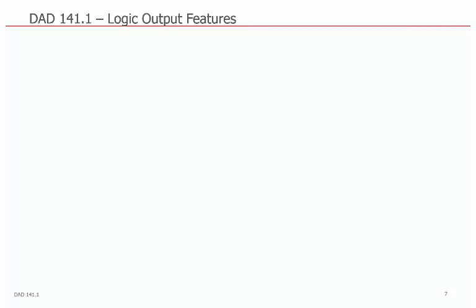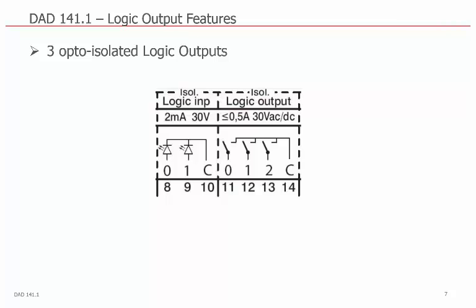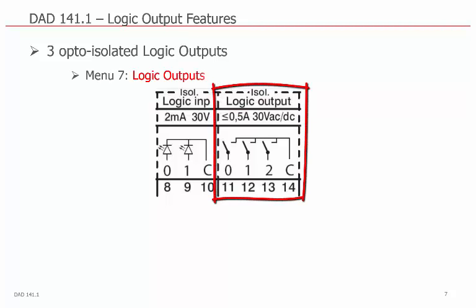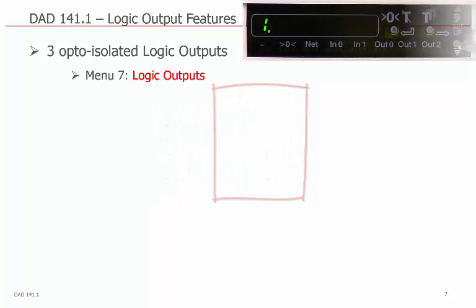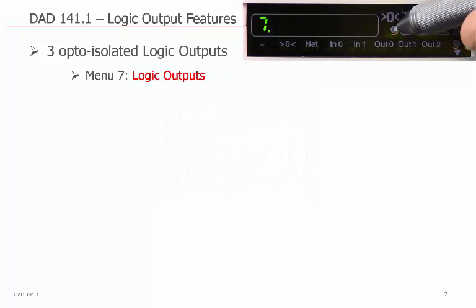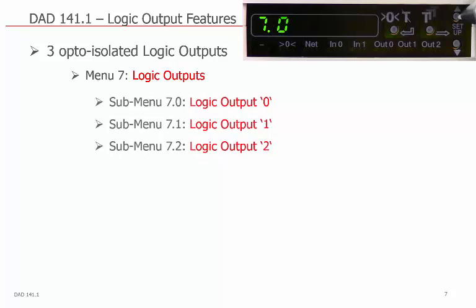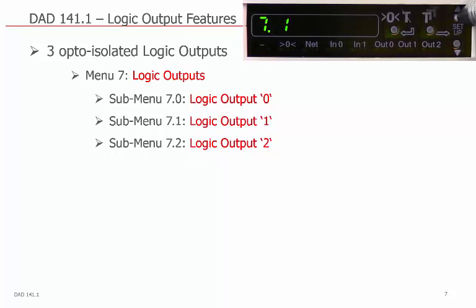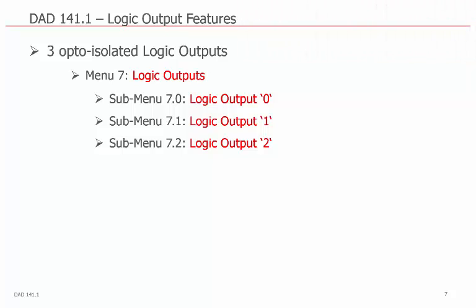The logic output features. The DAD 141 has 3 isolated logic outputs. Menu 7, setup for the logic outputs. Submenu 7.0, setup for the logic output 0. 7.1, setup for the logic output 1. 7.2, setup for the logic output 2.